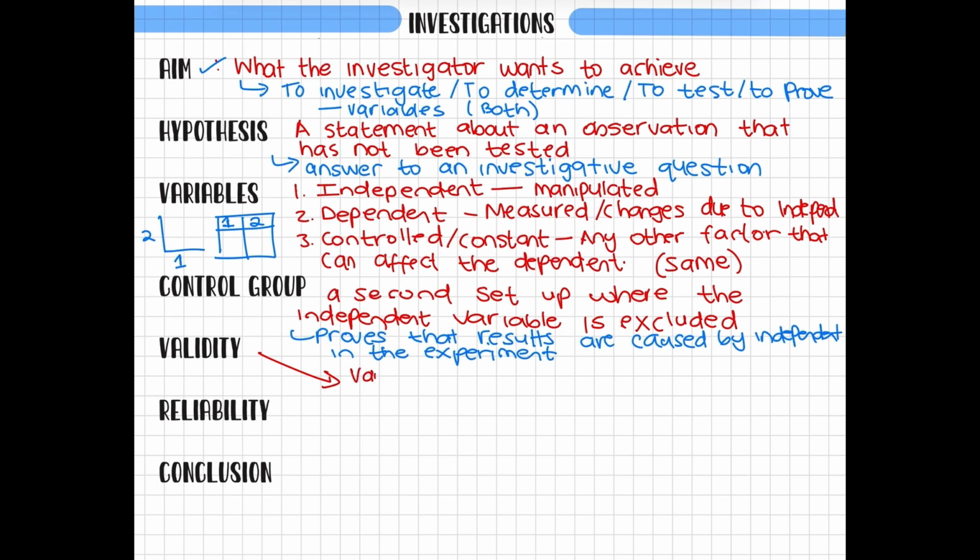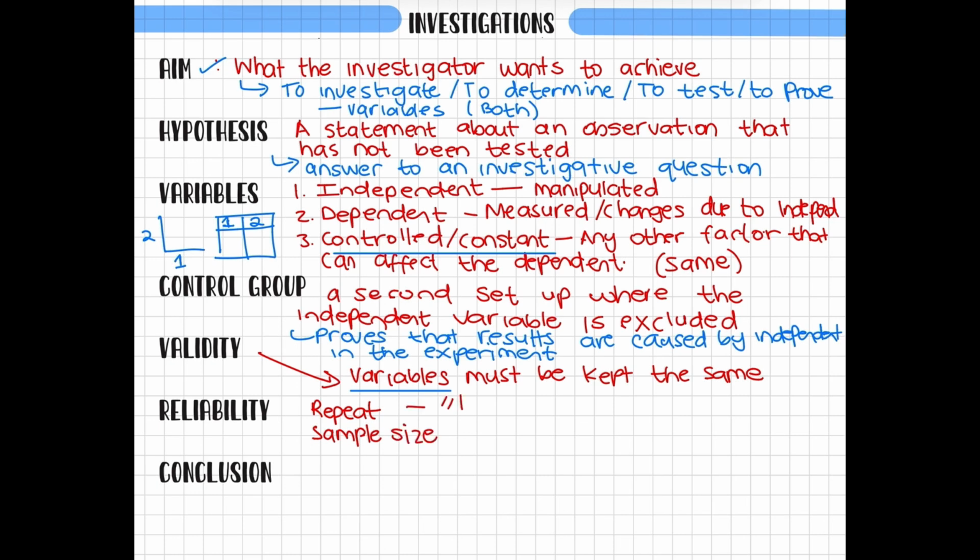Validity, on the other hand, goes back to the controlled variable. So any other factor that affects our dependent variable must be kept the same. Reliability, on the other hand, has to do with repeating the investigation or increasing the sample size. However, you need to be careful here.